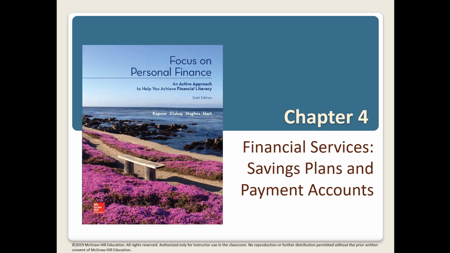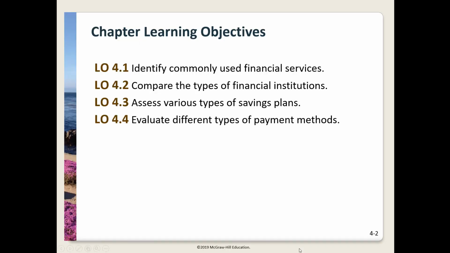Chapter 4 covers financial services and savings and payment plans. Here are the learning objectives for Chapter 4. I know you can read them, but I will too, to be clear about what we want as takeaways from this chapter. Learning Objective 1. Identify commonly used financial services. Number 2. Compare types of financial institutions. Number 3. Assess various types of savings plans. And 4. Evaluate different types of payment methods.